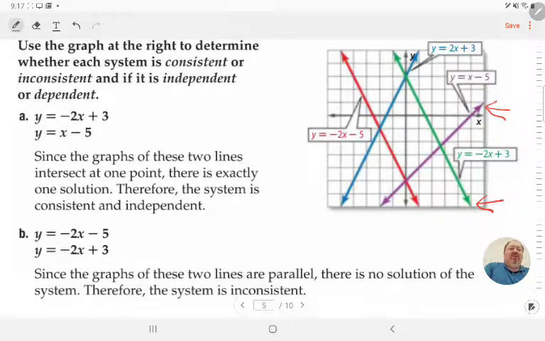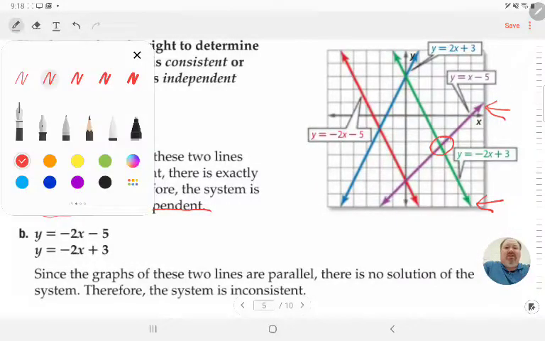So we take a look at those two lines and we see, does it have one solution, infinitely many, or no solutions? Well, they cross right here. So therefore it has one solution. So the system is consistent and independent. Okay? Next, let's change the color here.